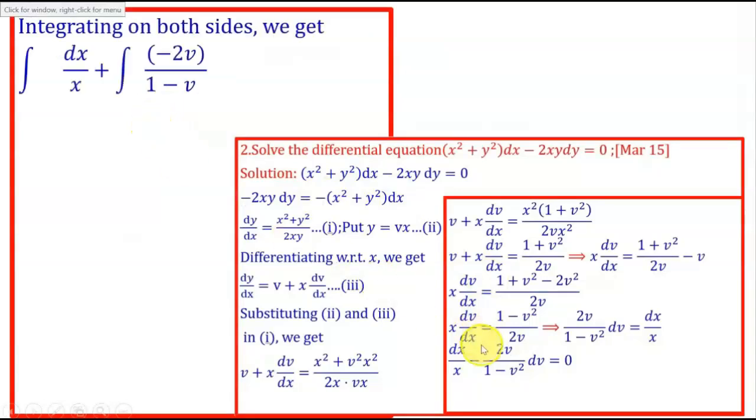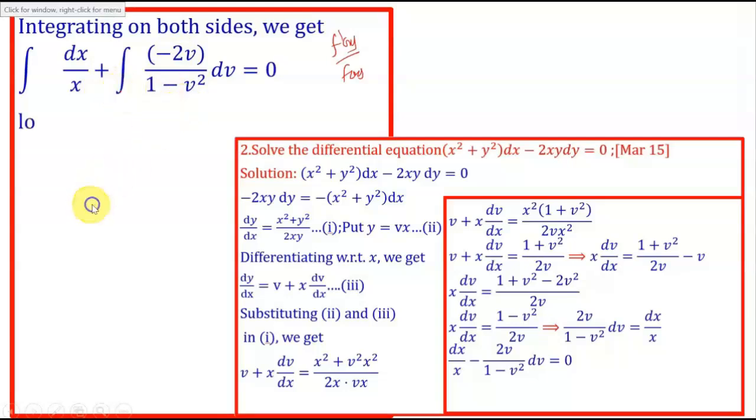dx upon x. We have to adjust the minus sign in this bracket, and that's why here we are taking the plus, because the derivative is of the form f dash of x upon f of x. The derivative of 1 minus v square is minus 2v, and hence we are taking the plus sign.